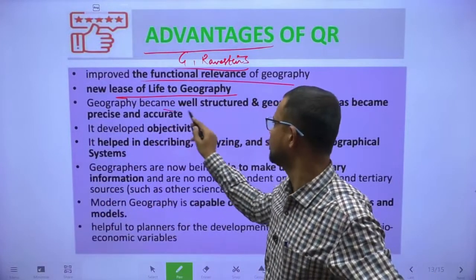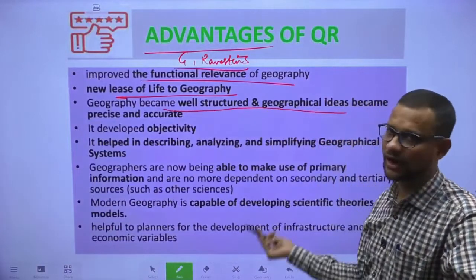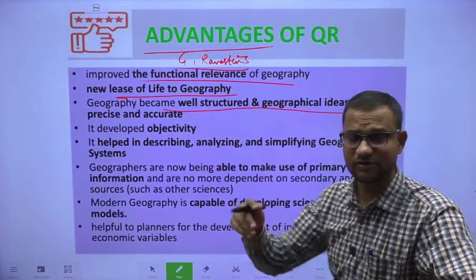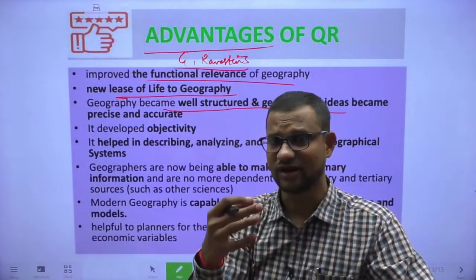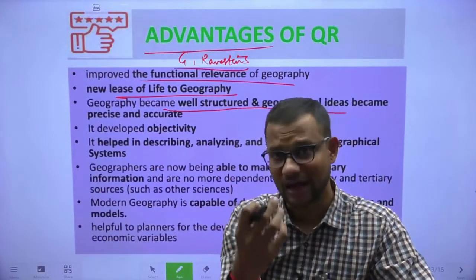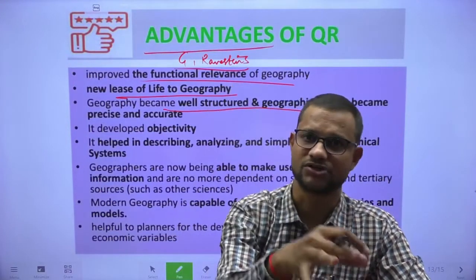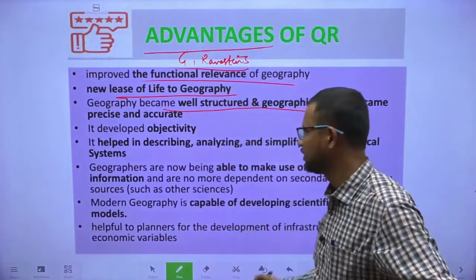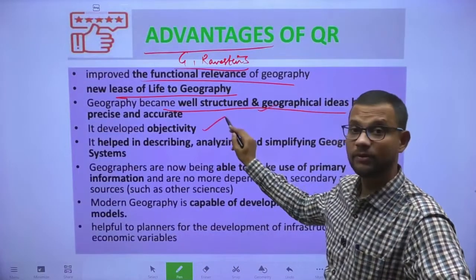Then geography became well structured in its geographical ideas. No doubt, yes, just because it has given it a well structured understanding: data collection, data utilization, mathematics, and application to society. So yes, it found its relevance. Then it developed an objectivity.